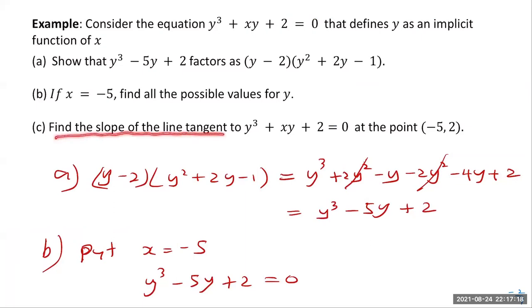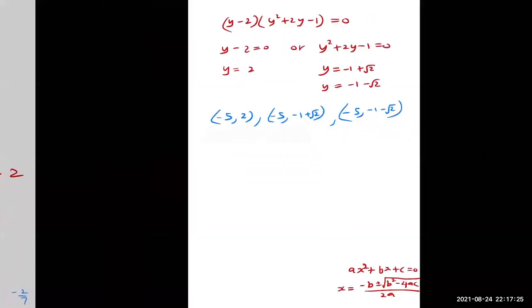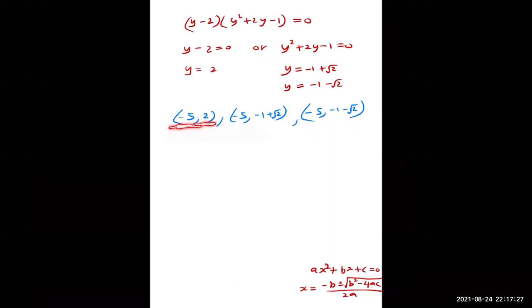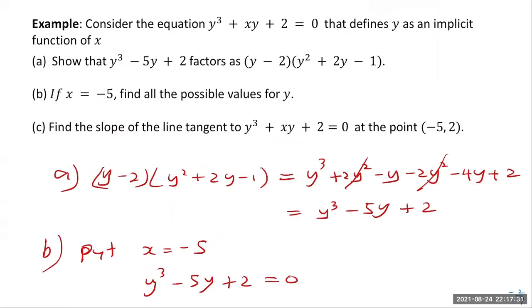Find the slope of the tangent to this given curve at the point (-5, 2). Minus 5, comma 2 is the first point that you found. So you need to find the slope of the tangent to this curve at this point. To find the slope of the tangent, you need dy over dx, right? Slope means dy over dx. So let's try to find the dy over dx for this equation. How do you find dy over dx?